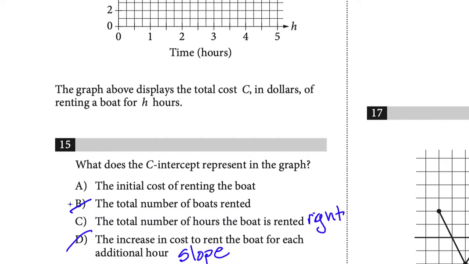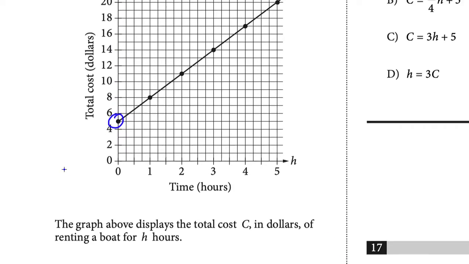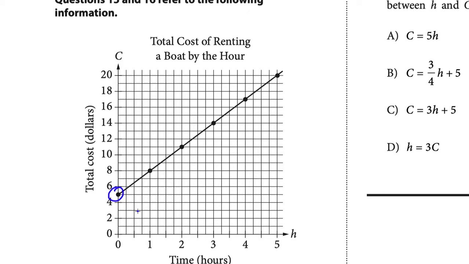The initial cost, this is correct. This is saying here, the initial cost is 5, and then after 1 hour, the price is now 8 because it goes up by $3 per hour. After 2 hours, it's now 12 because I started with an initial price of 5. But when in doubt, guess C.